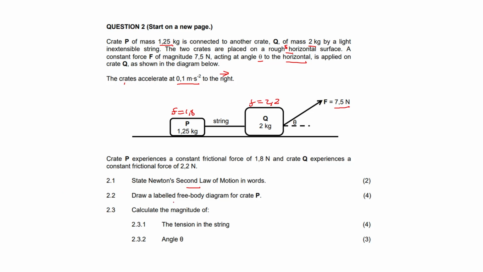2.2. Draw a labeled free body diagram. So they want the little circle. If they said force, they would have taken the block. But they want a free body diagram. So they want it for crate P. So that signifies crate P. So what are the forces that are acting on crate P?